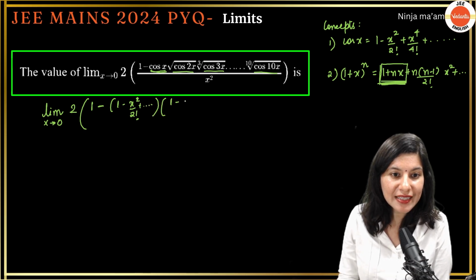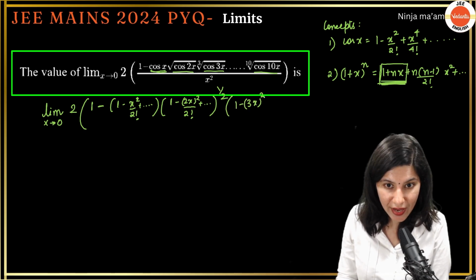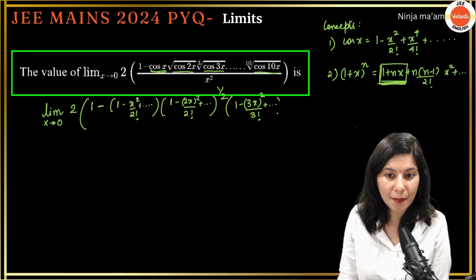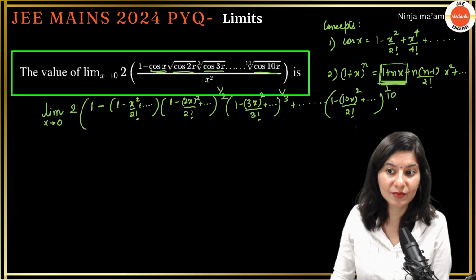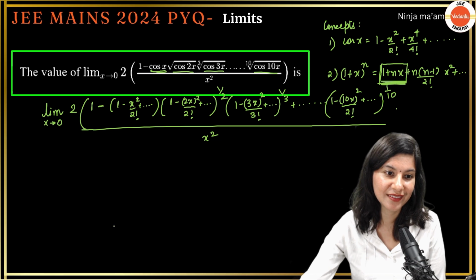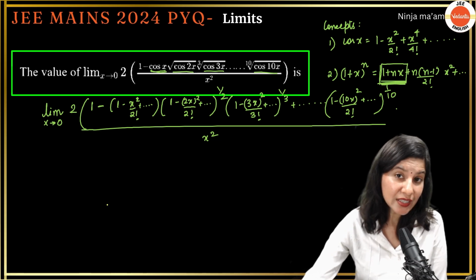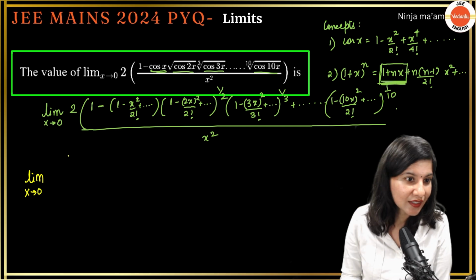Multiplied by 1 minus (2x) whole square by 2 factorial and dot dot dot, power half. Then 1 minus (3x) square upon 3 factorial, power 1 by 3, and this will go all the way up to 1 minus (10x) square by 2 factorial, power 1 by 10, upon x square.